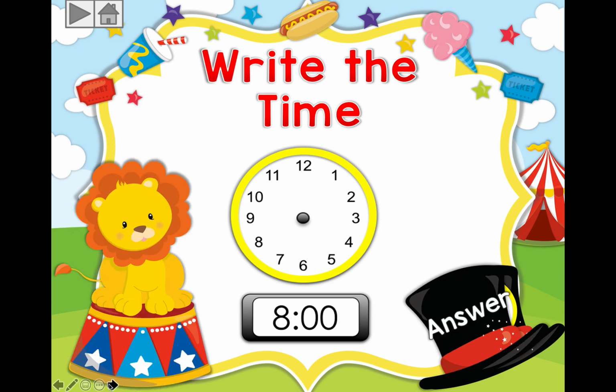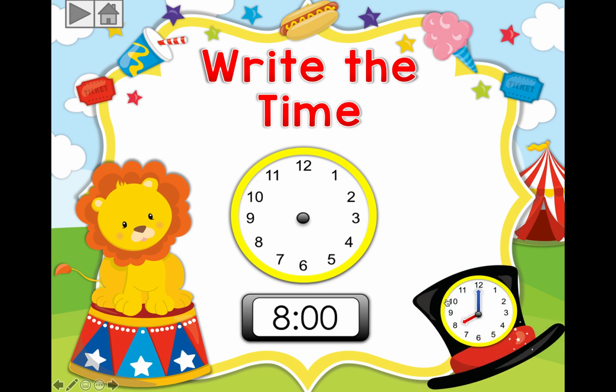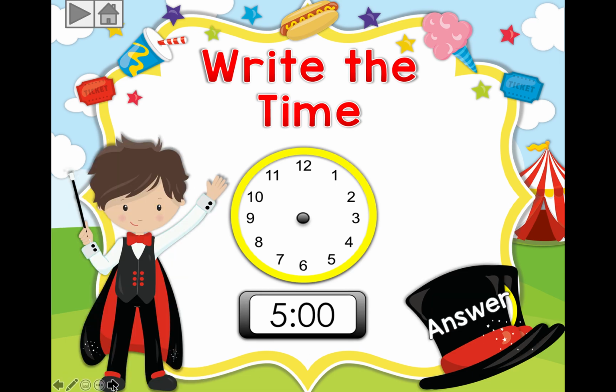Now let's look at this one. What would the time be here? Our minute hand would be on the 12 and our hour hand would be on the 8. Well done. Try this one. How about 5 o'clock? Where would you put your minute and hour hand? If you've guessed that your minute hand would be on the 12 and your hour hand would be on the 5, you are a star. You've got this.